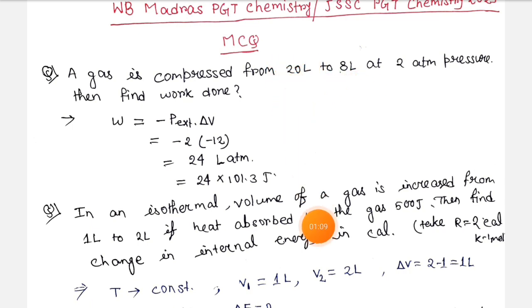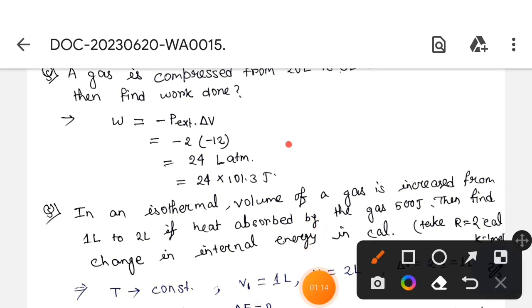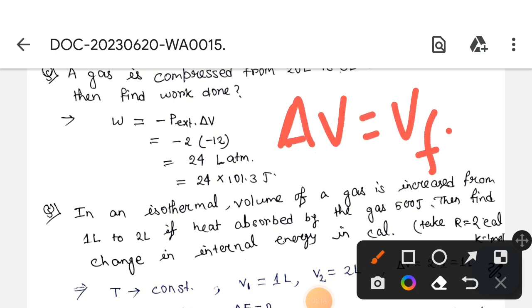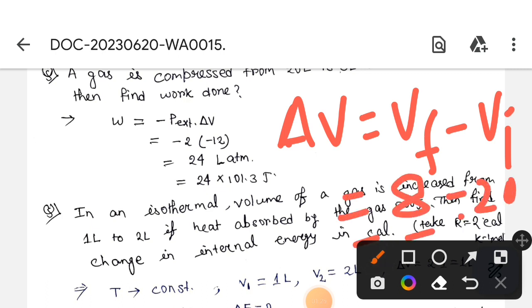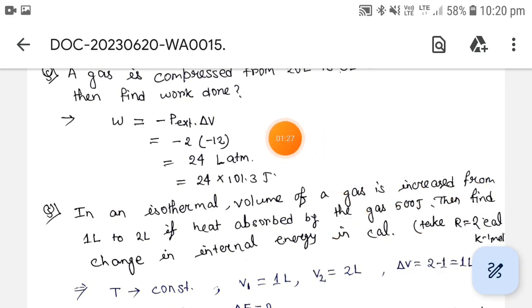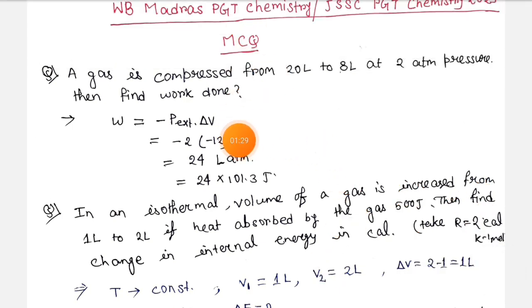So delta V is equal to V final minus V initial. Okay, so that is 8 minus 20, that is minus 12. So I put this value minus 12, and P external given here is 2 atmosphere. So minus 2 into minus 12 is equal to 24 liter atmosphere. Okay, the unit is liter atmosphere.